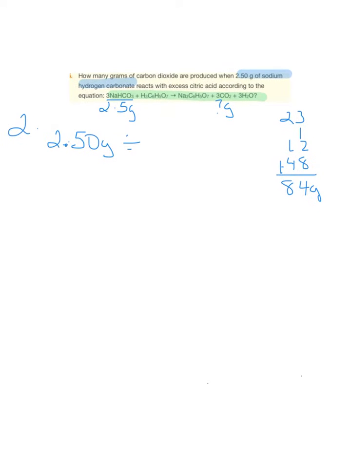It's going to be 23 plus 1 plus 12 plus 48. I got the 48 by multiplying 16 times 3 because each oxygen is 16 grams and we've got 3 of them. We add this up, and when we do, we get 84 grams. So that's what we're going to divide right here by.